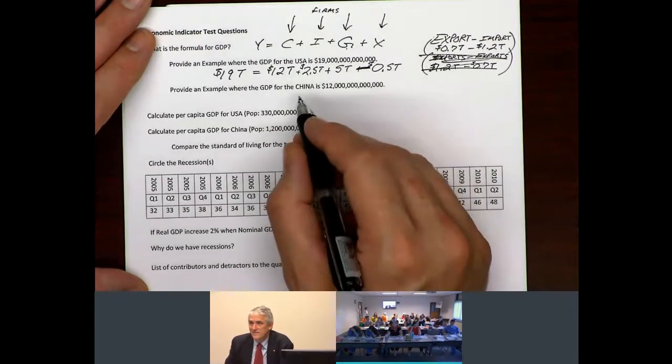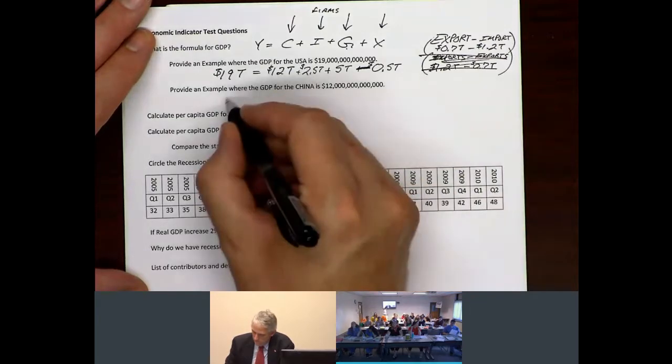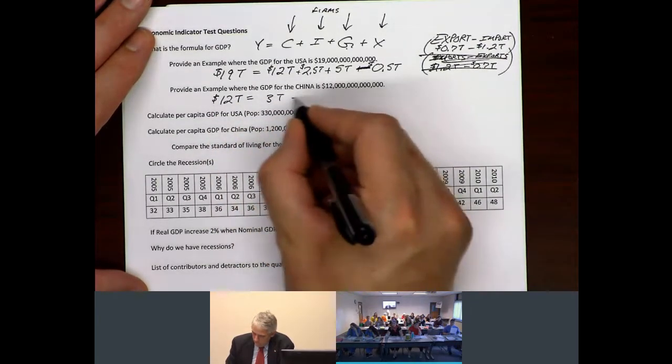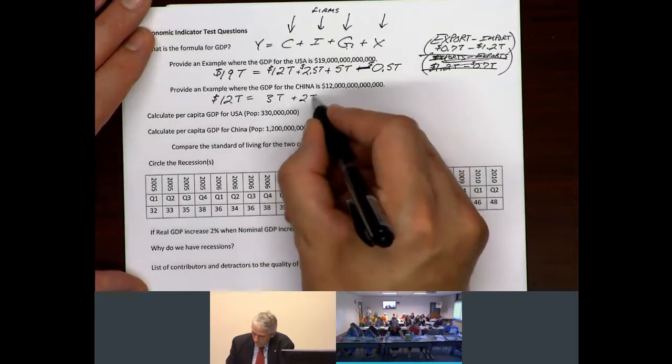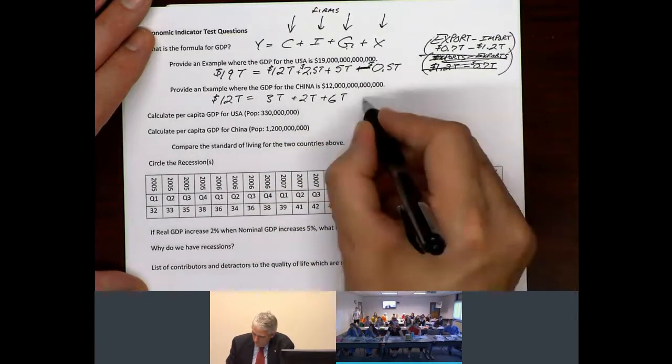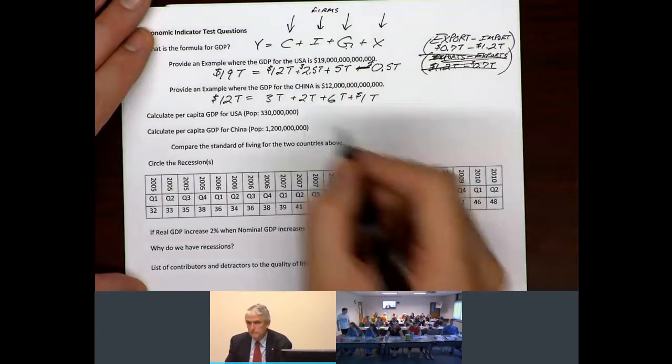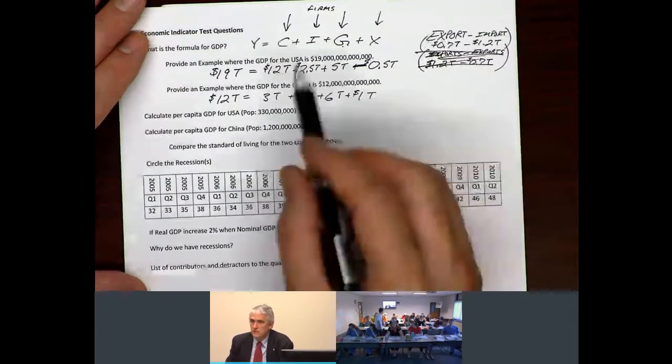Go ahead. So I had 12 trillion equals 3 trillion plus 2 trillion plus 6 trillion plus 1 trillion. That works. Good. I like that. So that would be representative of what it is.